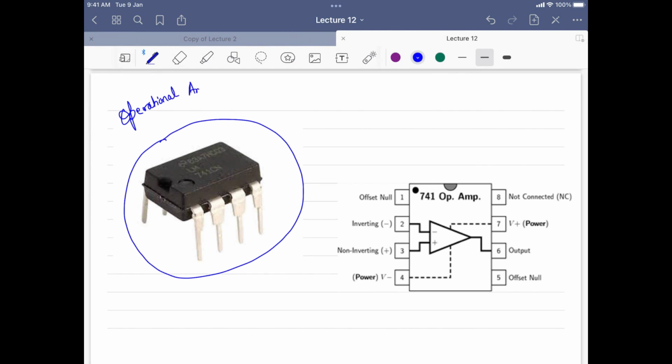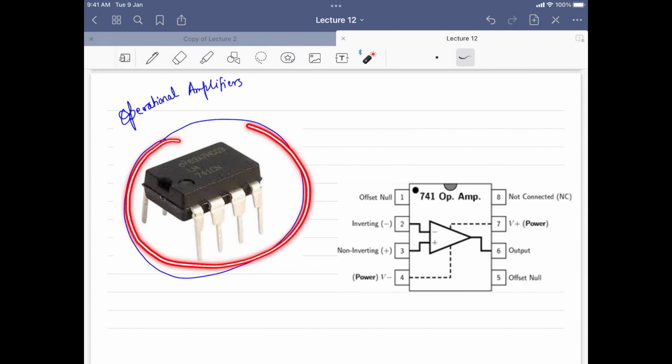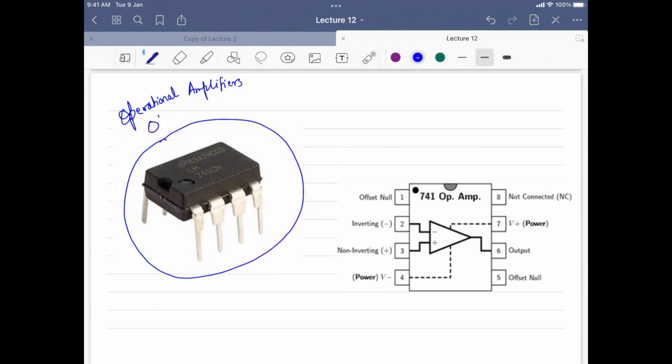Operational amplifiers. I will make you understand what this amplifier is in a few seconds, but bear with me for that time. Just now, we are defining this as operational amplifiers, and in short, we call them op amps. This is the short form of operational amplifiers.